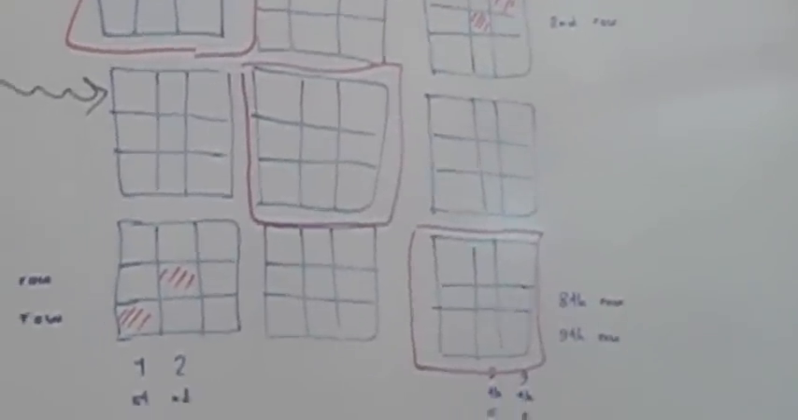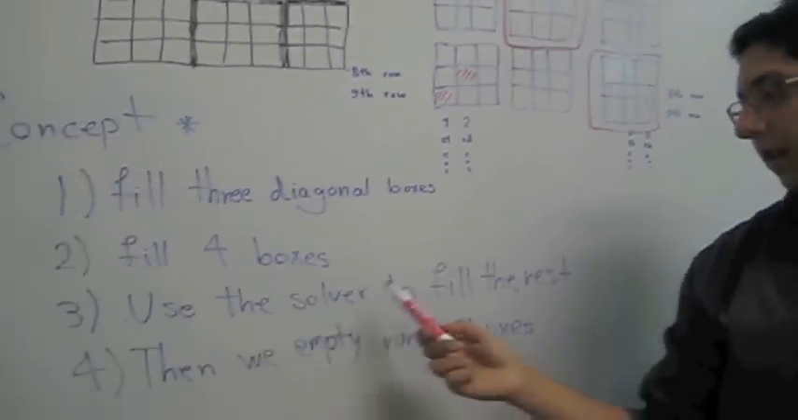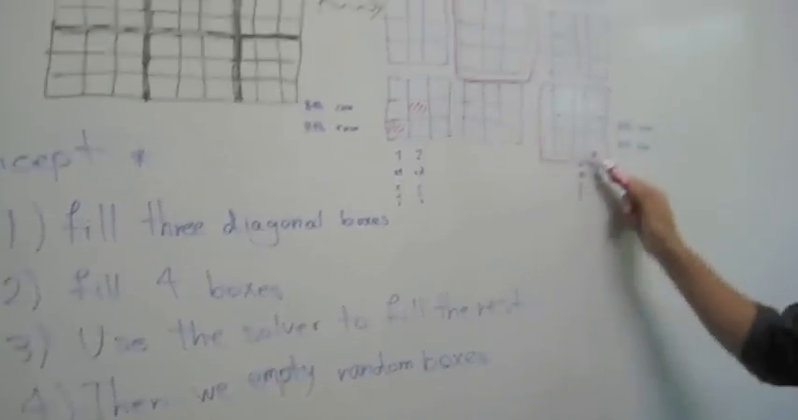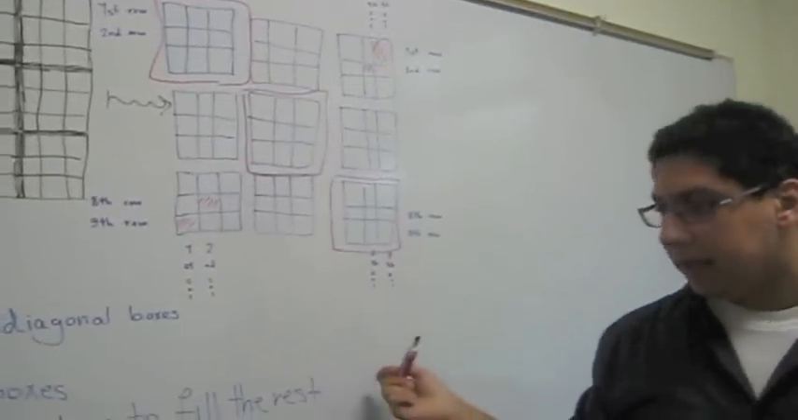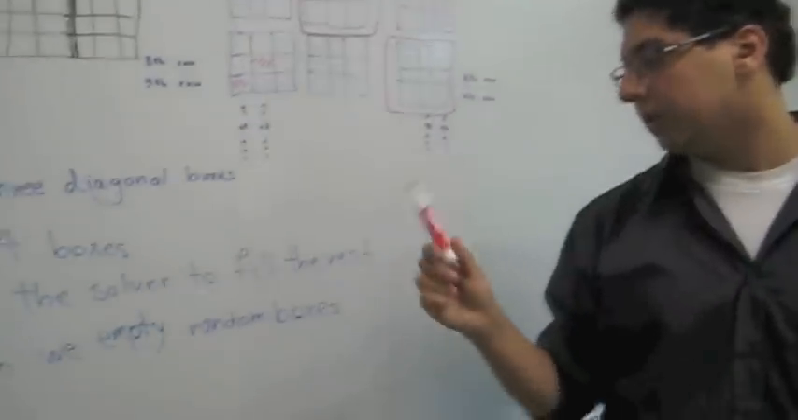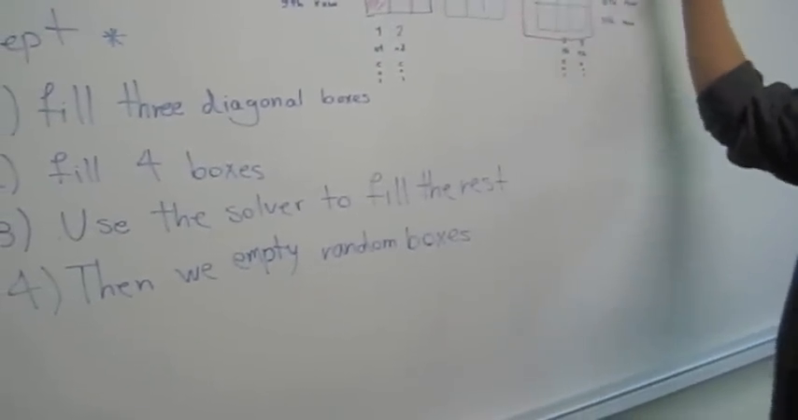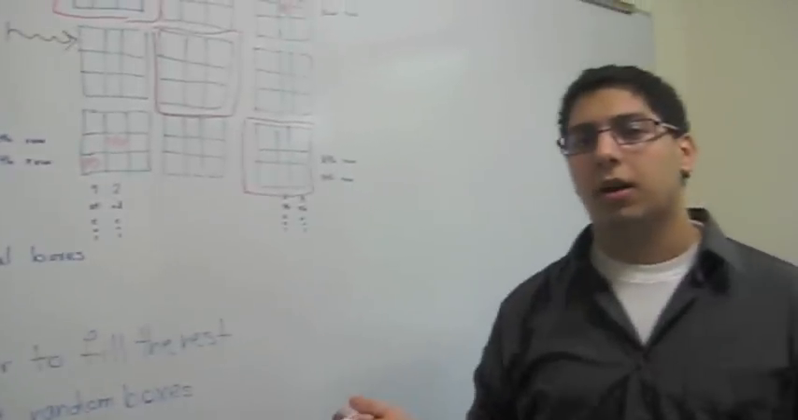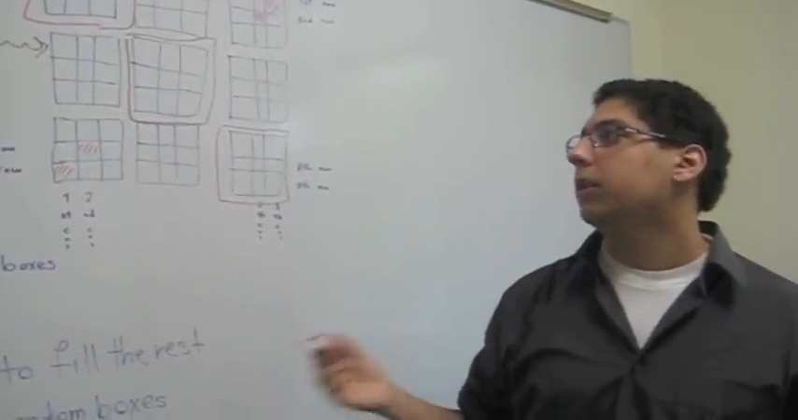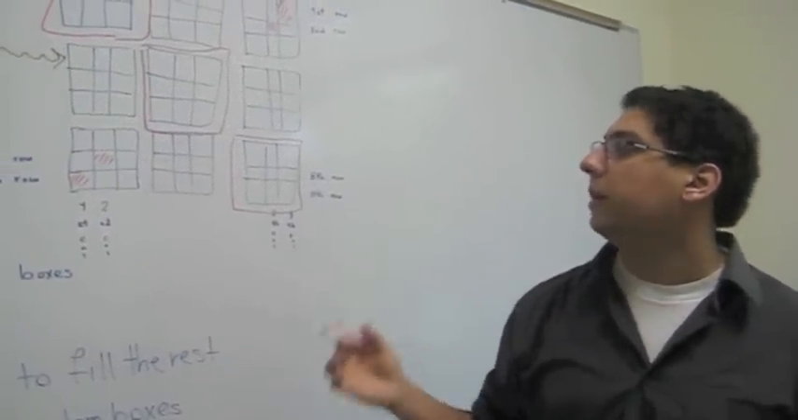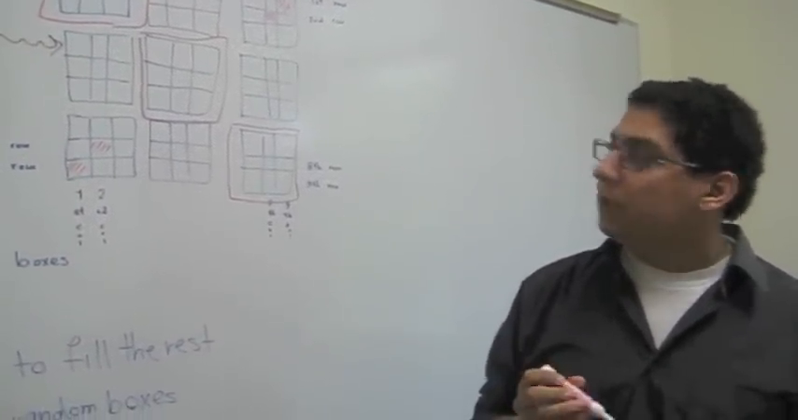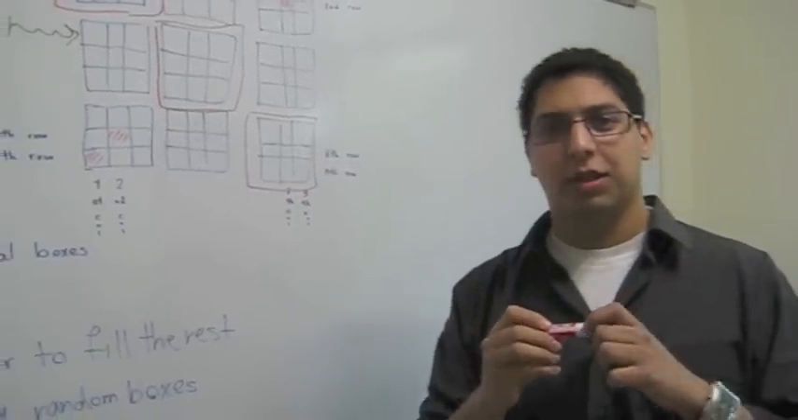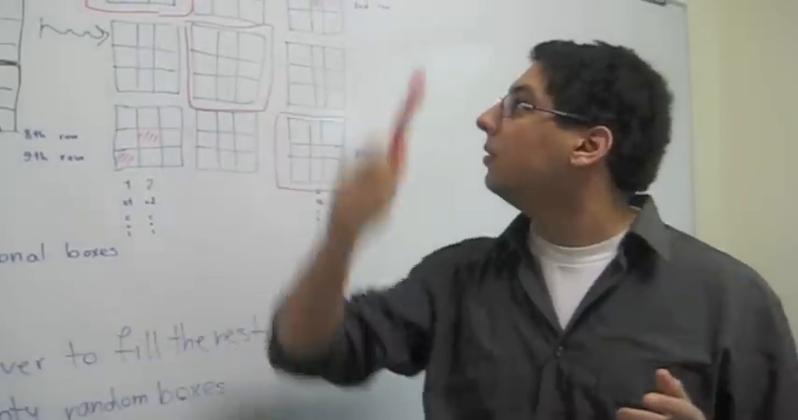And then we used our solver to fill the rest of the board. After that, the 4th step was to empty some random boxes according to how hard we want our game to be, depending on that. Now Kimberly is going to show you guys the code for the program.